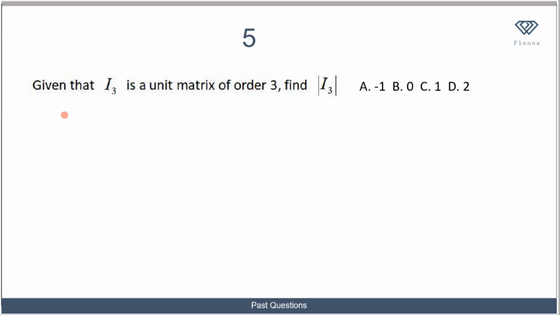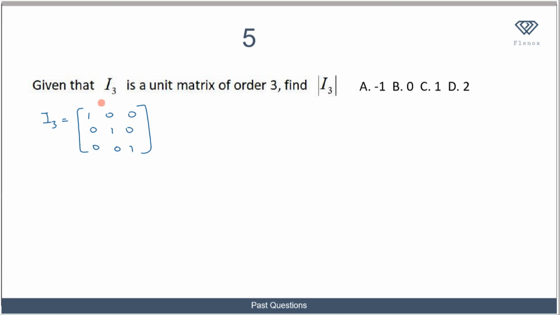A 3 by 3 matrix. And we said that a unit matrix is a matrix in which the diagonal is 1 and all other cells are what? 0. So I have what? I3 is equal to what? So I have 1 0 0, 0 1 0, and 0 0 1. So we are told to find the determinant of this.